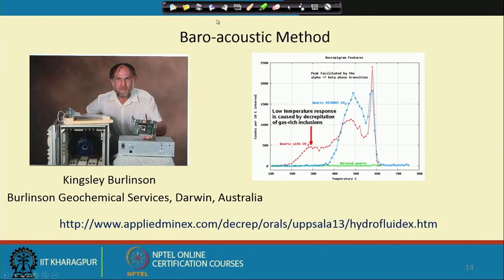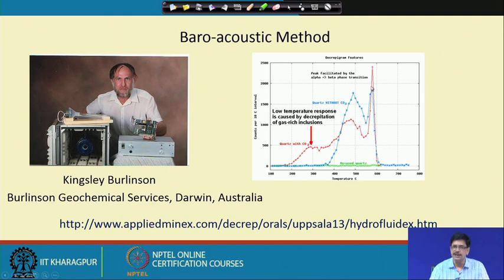So, to conclude, I would also include in the discussion one interesting methodology used for mineral exploration, which is being done by Kingsley Burlinson, who has his own Burlinson Geochemical Services, Darwin. What he does is use the decrepitation of the samples, put them into a furnace, and then using amplification of the sound that is generated, which is very much computerized, it generates graphs showing temperature versus counts per 10-degree interval.